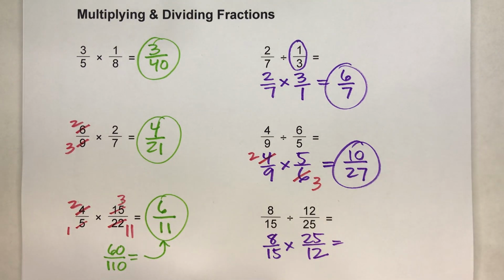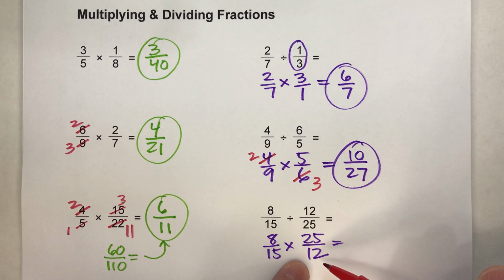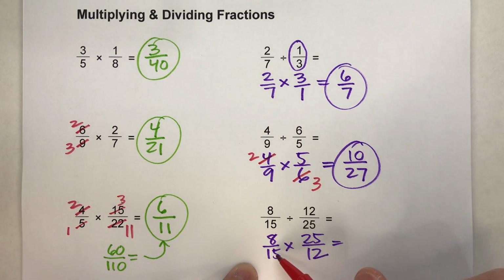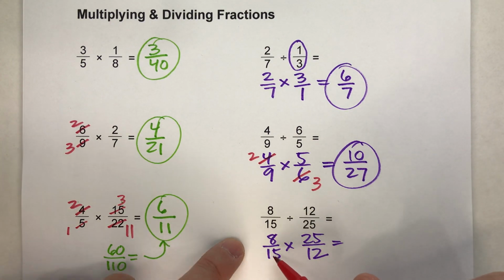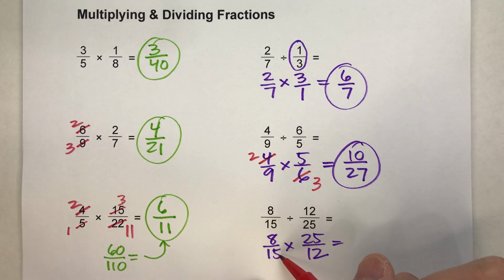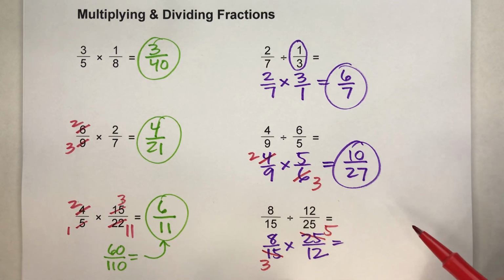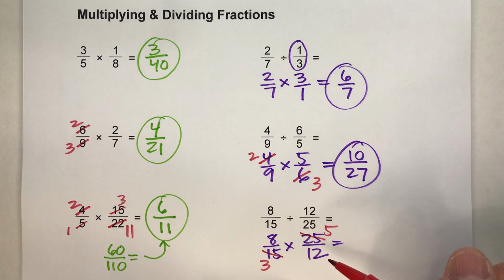Now, these are big numbers, so I definitely want to check to see if I can reduce these. 8/15 I can't reduce. 25/12 I can't reduce. But check it out diagonally. 15 and 25. 5 goes into both 15 and 25. 5 goes into 15 3 times. 5 goes into 25 5 times. So that helps a little bit. It makes the fractions a little bit smaller.